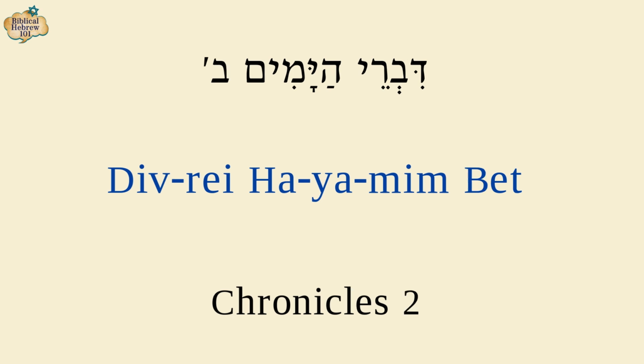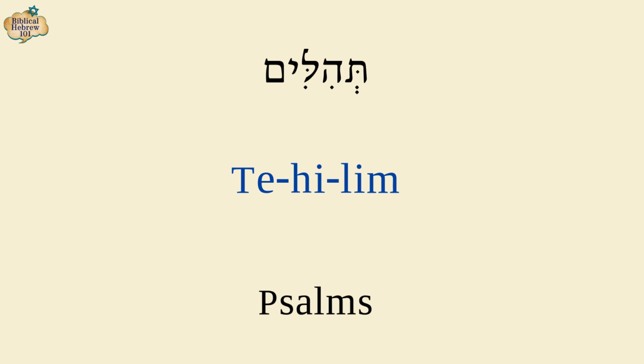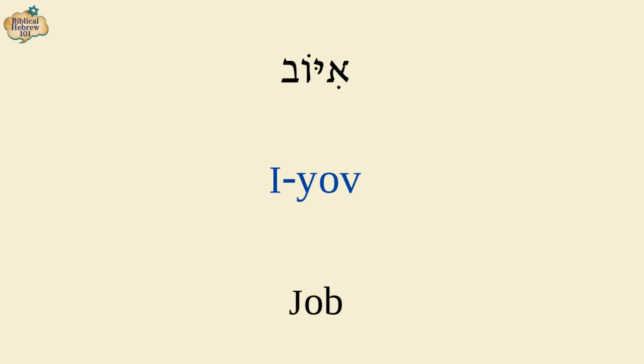The next book is Divrei Hayamim Bet, Divrei Hayamim Bet, known as Chronicles 2 in English. The next book is Tehillim, Tehillim, known as Psalms in English. The next book is Iyov, Iyov, known as Job in English.